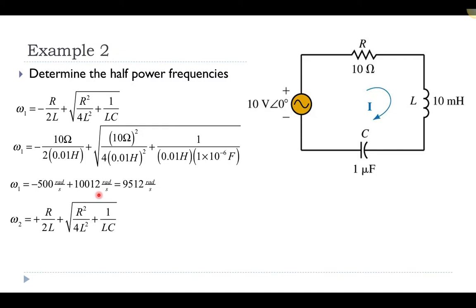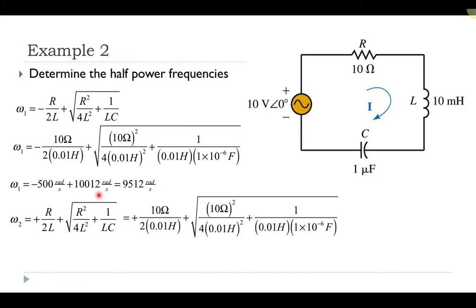I can calculate the upper half-power frequency going through the same process. I actually don't have to go through all this work because I realize that these two equations are exactly the same, but just a difference of a positive right here instead of a negative. So the upper half-power frequency would be positive 500 plus 10,012 rads per second, which is 10,512 rads per second.